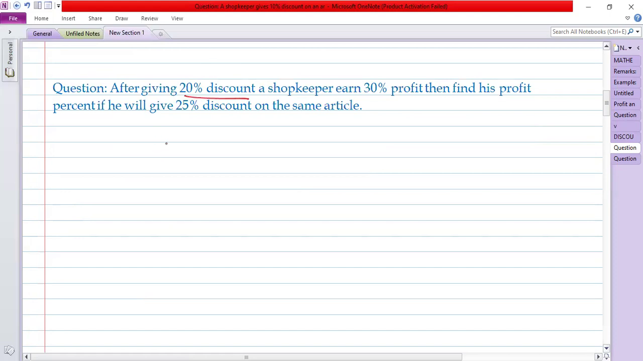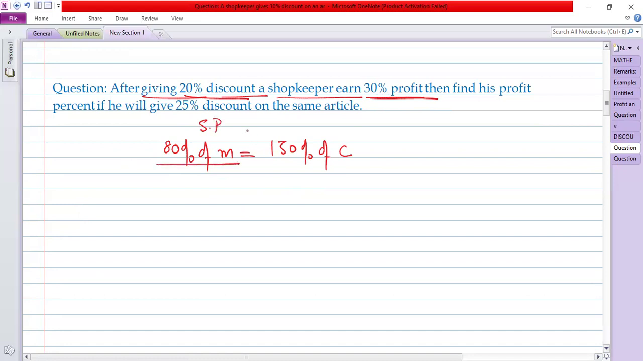Now, 20% discount means selling price will be 80% of the marked price. And 30% profit means once again selling price will be 130% of cost price. After giving 20% discount, the shopkeeper earns 30% profit, means the selling price will be 80% of marked price, and it will also be equal to 130% of the cost price. Now find his profit percent.